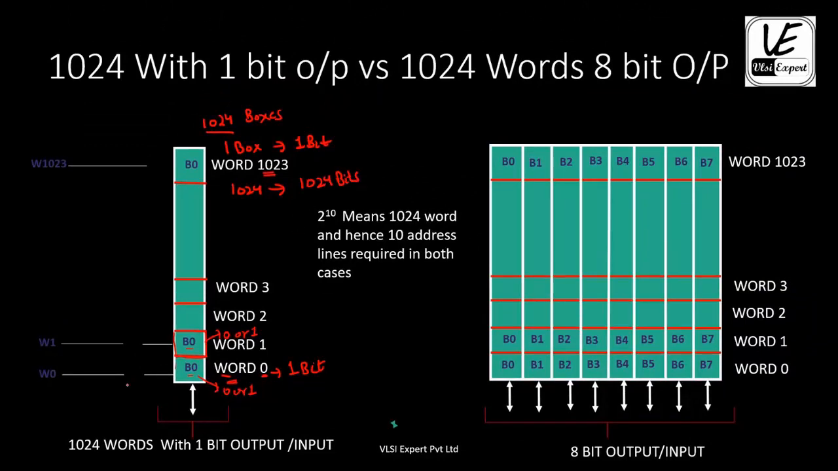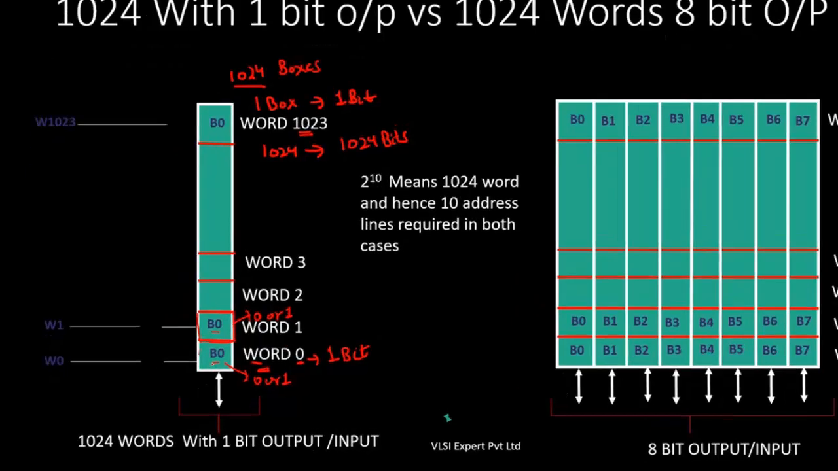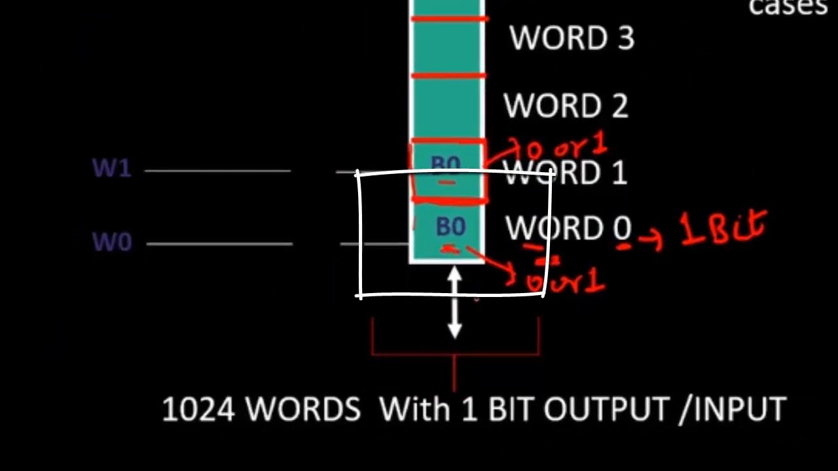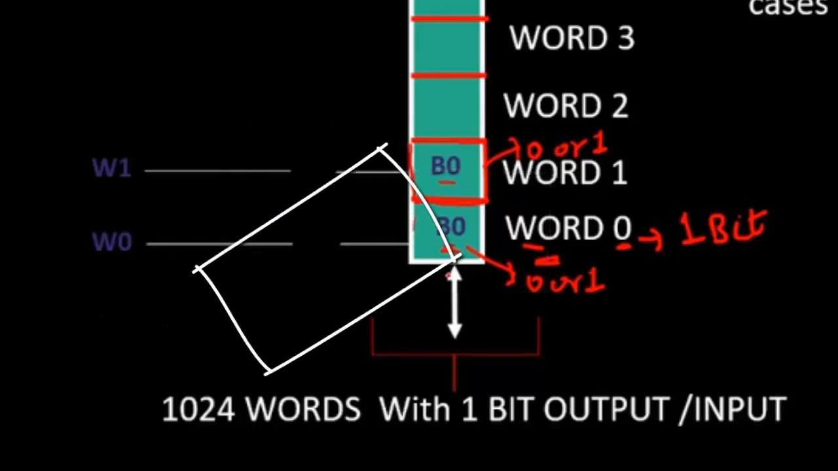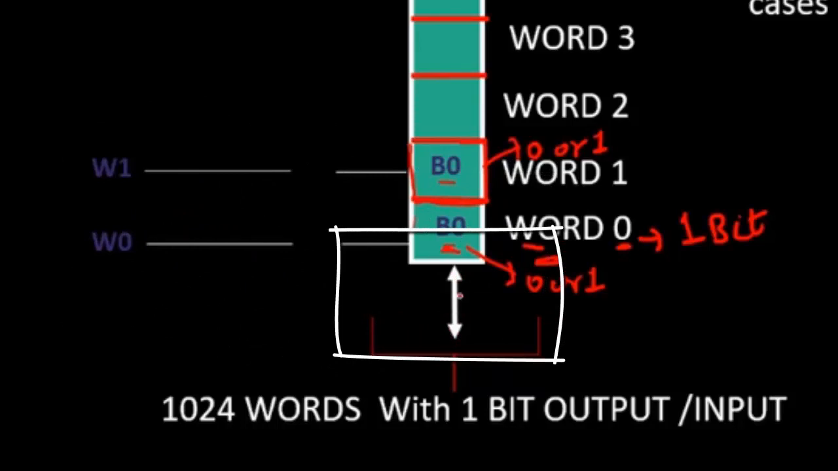Now how do I access? If I want to know what is the value stored in this particular box, I need to access it, right? I need to access this particular box. So from where am I going to access this box? To access this box, some control signal has to be given from outside, and then the data will come out.